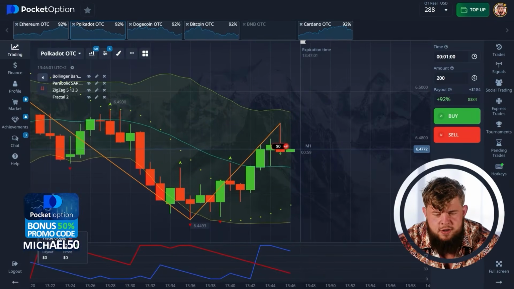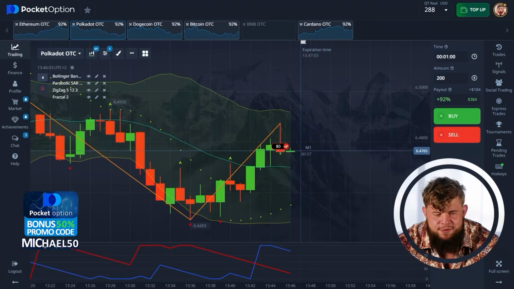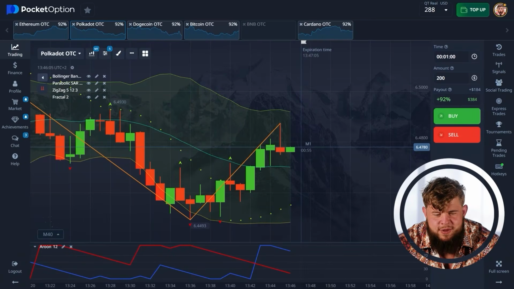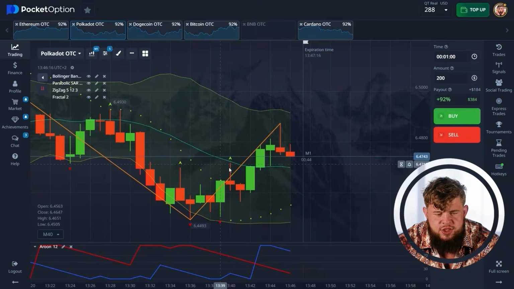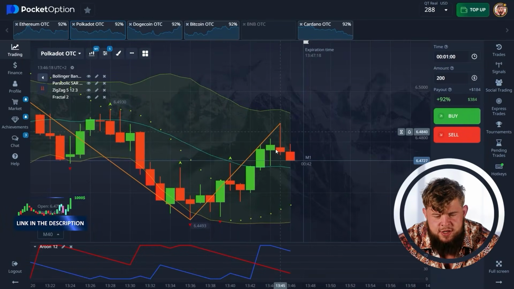It was lost, my friends, unfortunately. For the beginning, everything was okay, but then, not good. Okay, anyway, we have $288 left on the account. We can fix this. Let's check once again the Polkadot chart.